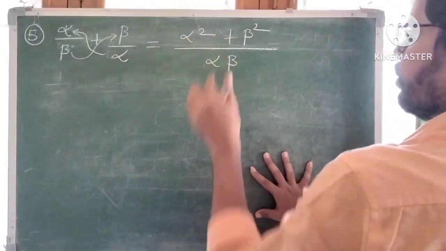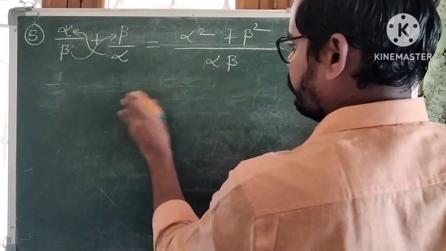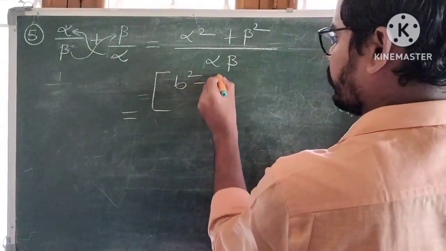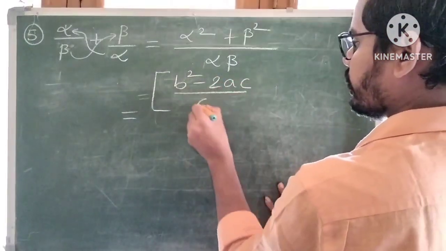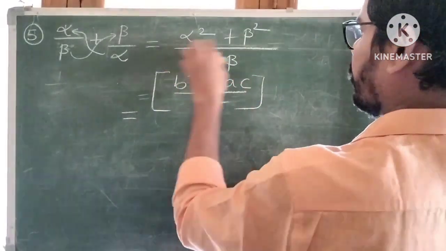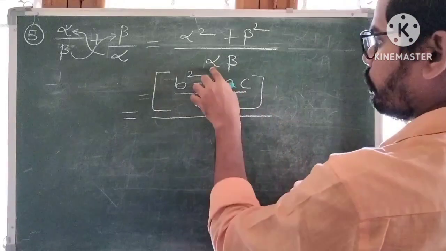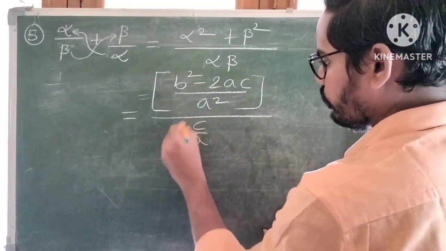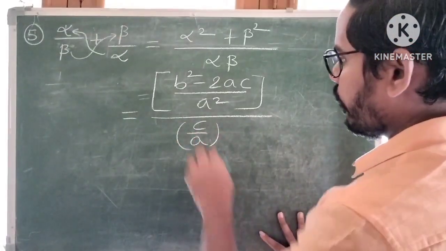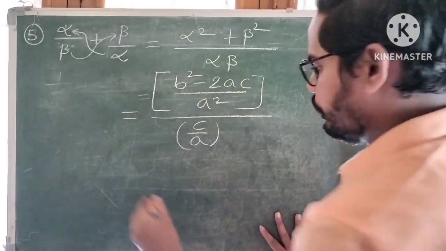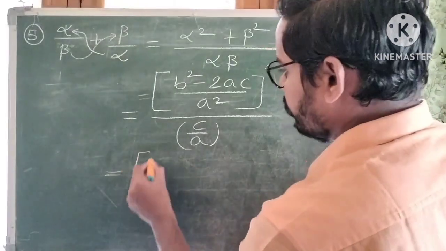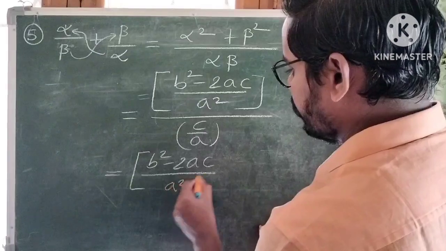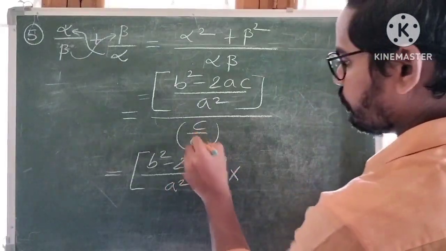So alpha square plus beta square, what is the formula for alpha square plus beta square? b square minus 2ac by a square. So this is the formula for alpha square plus beta square by product of the roots. Product of the roots formula, c by a. Again division of two rational expressions. Write numerator fraction as it is, b square minus 2ac by a square, and take reciprocal of c by a.